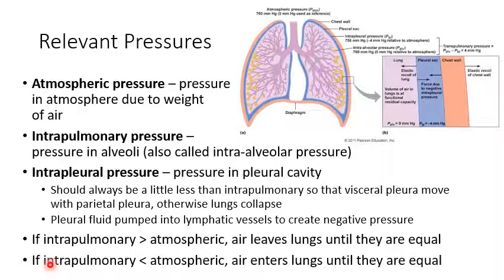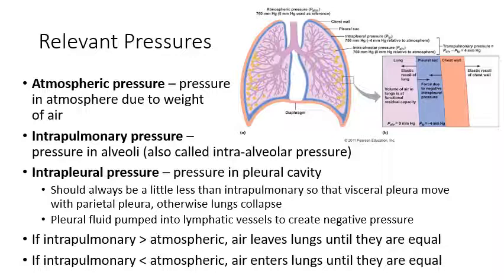The intrapleural pressure needs to be less than the intrapulmonary pressure. Both of them are going to be varying as you're breathing in and out, but the intrapleural pressure must always be less than the intrapulmonary pressure. If that is not the case, the lungs are going to collapse. It's actually that lower pressure in the intrapleural cavity that causes the lungs to move alongside of the chest wall.